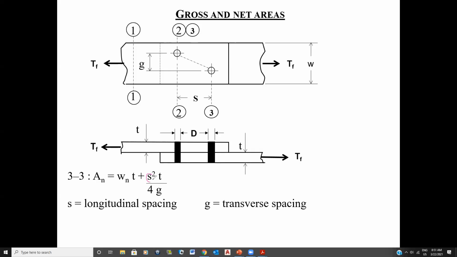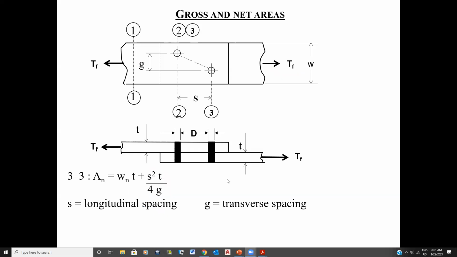So you take s squared times t divided by 4 times g. And g, of course, is the dimension transverse to the spacing, and s is longitudinal to the spacing. And for longitudinal, always look at how the force is being applied, okay? So your g and your s, that's the formula. And of course, W_n here would be 2 holes times t, and then after that, you would add this to get your total A_n. Now, we're going to apply this to an example.